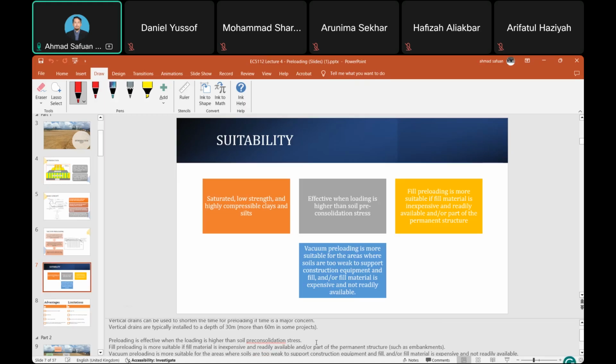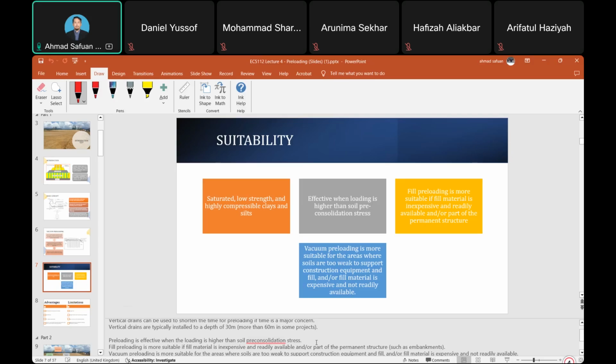So preloading is effective when the loading is higher than the soil pre-consolidation stress. So what is soil pre-consolidation stress? Soil pre-consolidation stress, or we call it PC or sigma C, we may determine from the odometer testing.